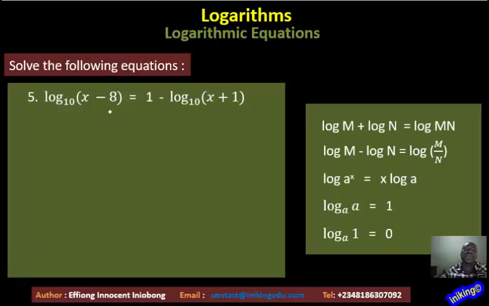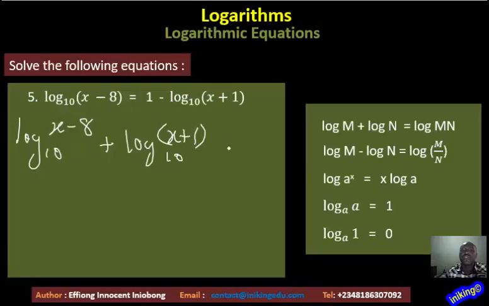I pack all the logarithms to one side, and I say this is log of x minus 8 to base 10 plus, if I transfer this way to give me a positive sign, log of x plus 1 to base 10 is equal to 1. I try to gather this to have one expression, so I apply the first rule there. Where we have addition, we multiply. Let's put this in bracket, please.